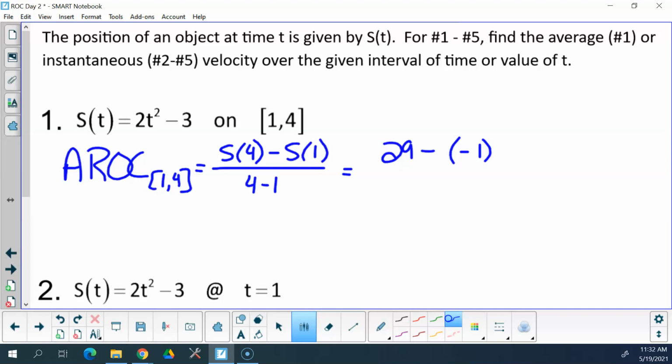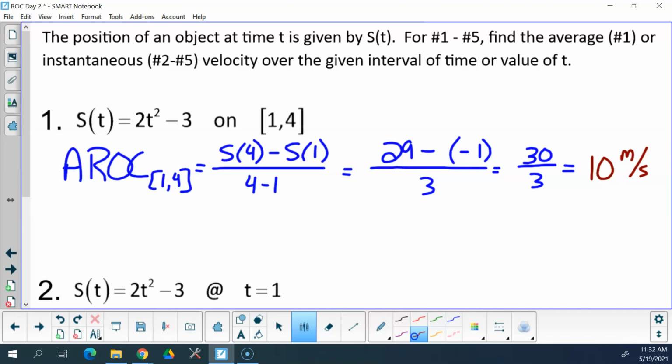Okay. So, we're good there so far. And 4 minus 1 is 3. And this is going to be 30 over 3. That's going to give me an AROC of 10. It didn't say meters in the problem, but we'll call it meters because that's what we've been dealing with this whole time. Okay?